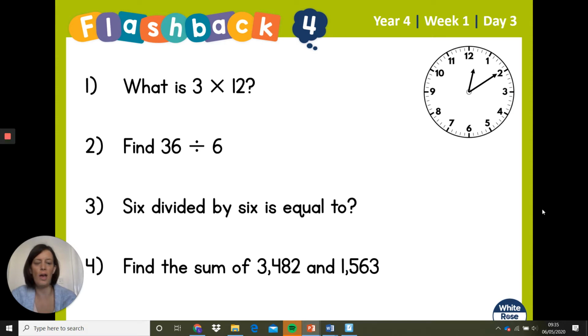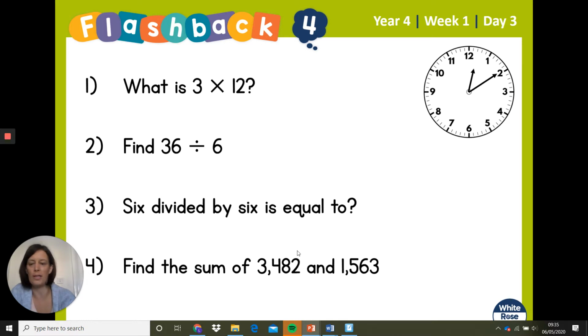Okay, so here are the flashback 4 questions for you to have a look at. So there's 4 questions there for you to have a go at, and then don't forget you've got the clock if you can have a go at telling the time on the clock. See if you can work that out too. Okay, so pause the video while you have a go at the flashback 4, and then we'll look at the answers together.